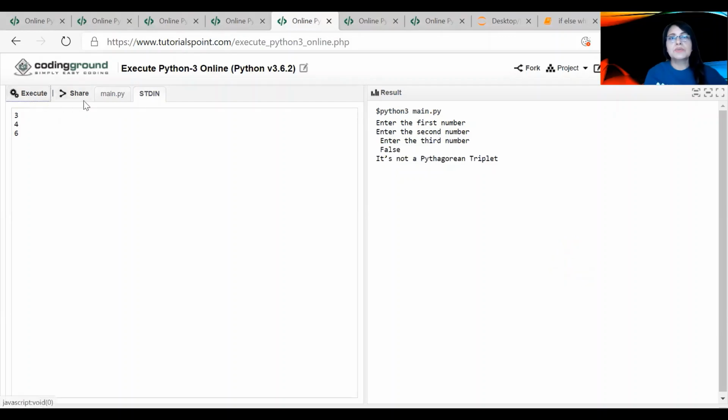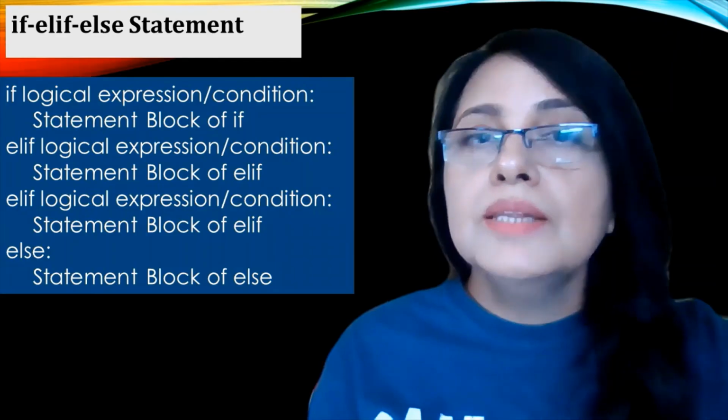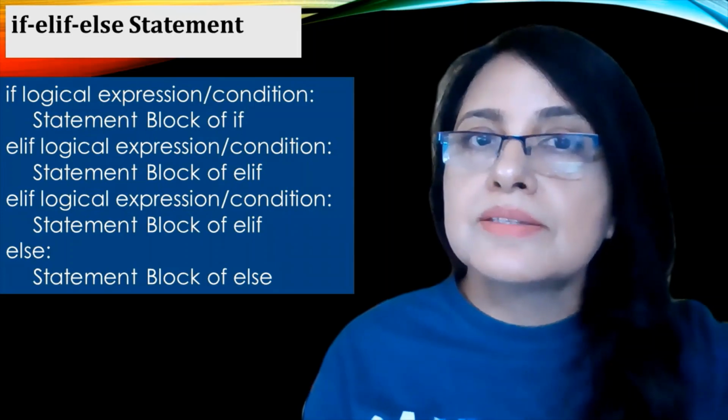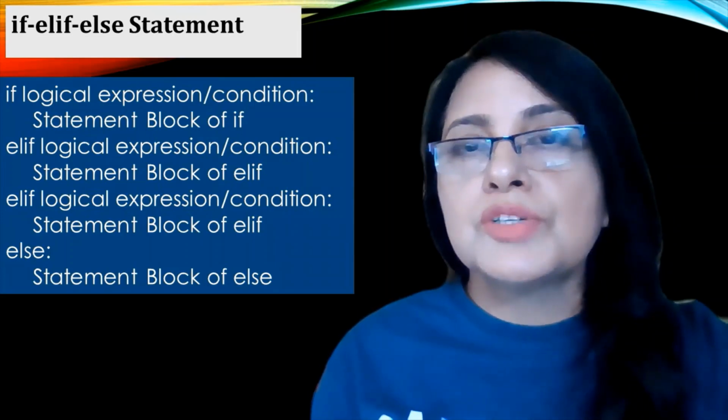When we execute this now, the value of a is false, hence it's not a Pythagorean triplet. This is a very interesting way to put a very long condition inside a variable and then use the variable with the if statement. In the if-elif-else statement, we have multiple conditions to be checked.